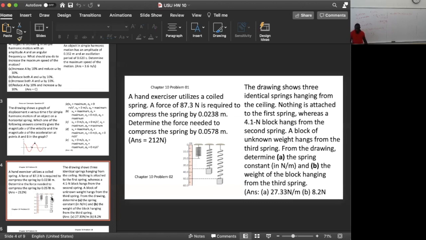That extension was caused by a force of 4.1 newtons. So F is 4.1 newtons. This is F1, x1. So let's get k. F1 equals kx1, okay? We're asked to find the other weight for the B part, 50. So x2 is 50 minus 20, 30 centimeters, 0.3 meters, okay? Now let me go back to the problem. So I stop sharing.